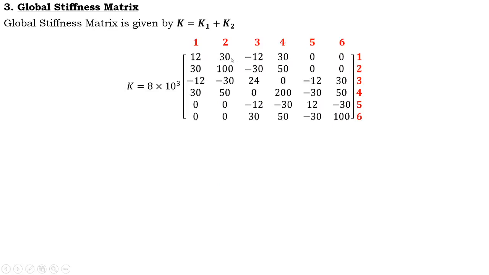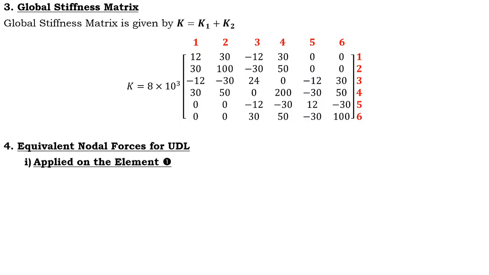So like that you go on writing. But where 3 of 3 comes, as I told, it is 24. Similarly, where 4 of 4 comes, it is 200. Remaining all the values are from K1 and K2. And of course, from both the K1 and K2 matrix, 8 into 10 to the power of 3, which is a common term, is kept outside of the matrix as it is.